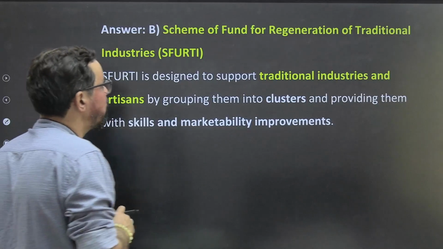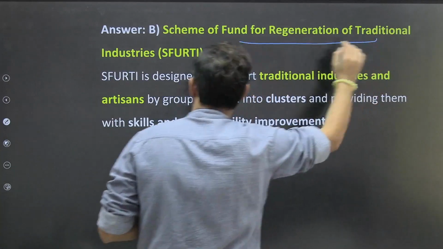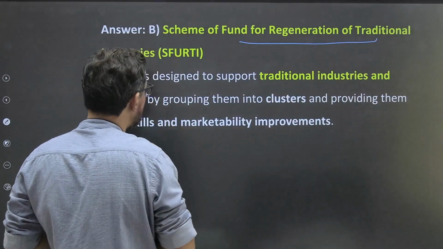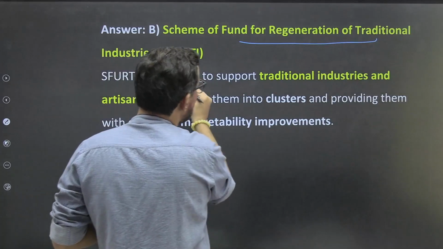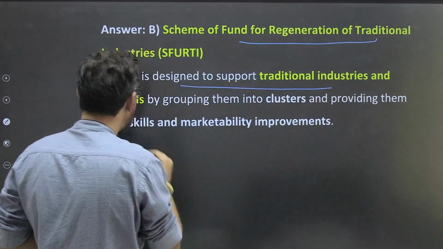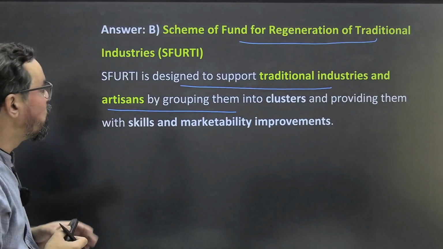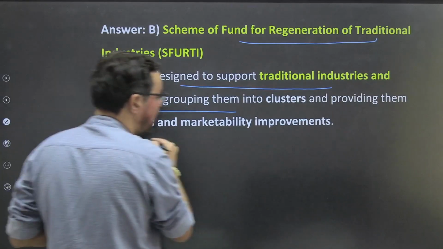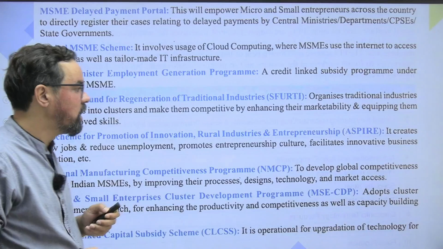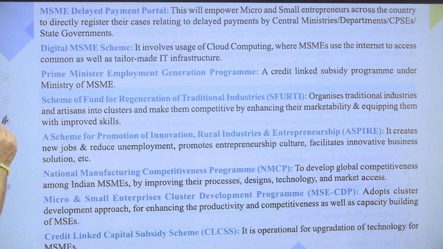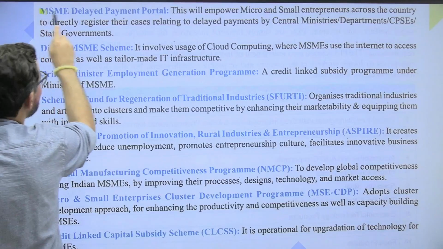So Scheme of Funds for Regeneration of Traditional Industries, SFURTI, is designated to support traditional industries and artisans by grouping them into clusters and providing them with skills and marketability improvements. ठीक है? So we have these many schemes related to MSMEs. Is it under MSME infrastructure, or is it part of your previous unit? I am a little bit confused now. ठीक है? चलो कोई बात नहीं, हम पढ़ लेते हैं.